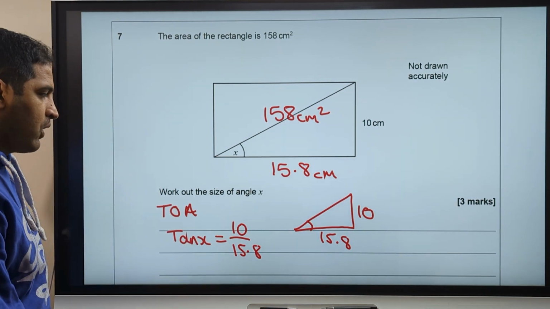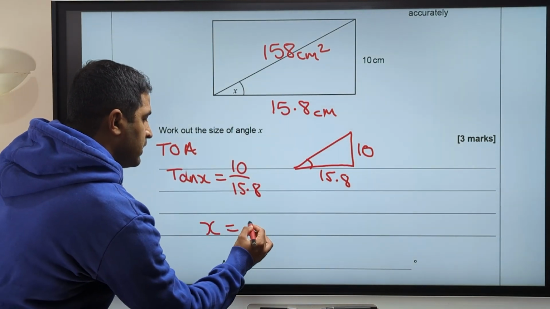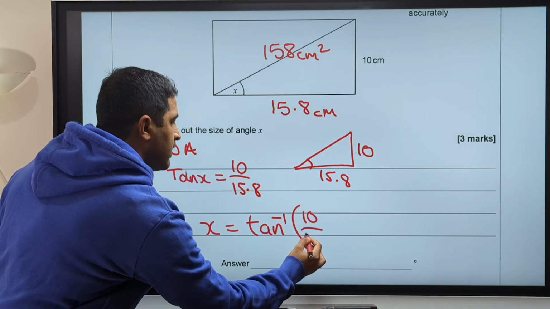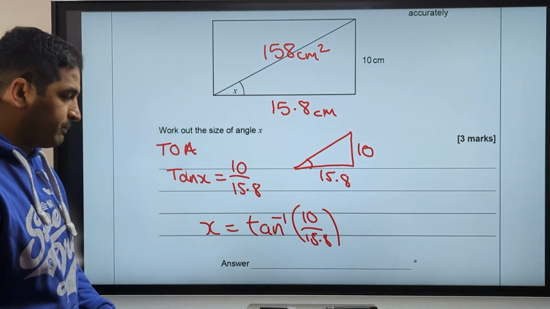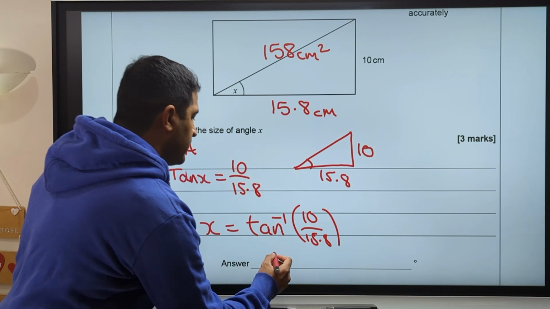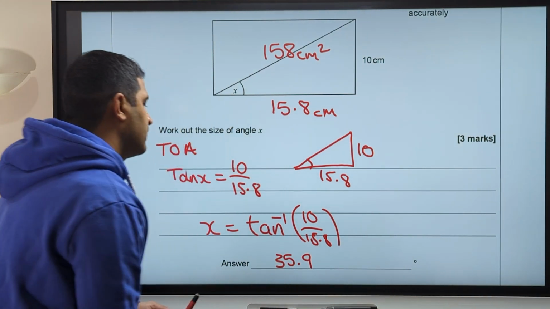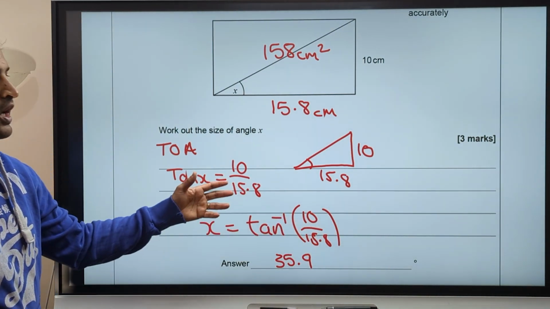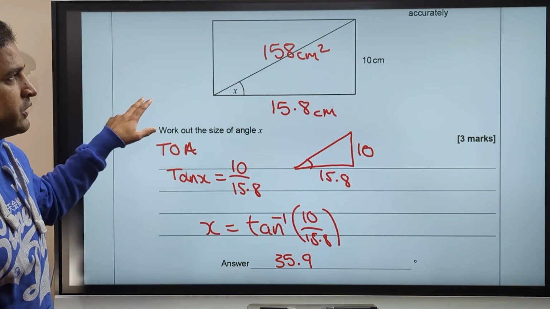Now if you want to work out what X is, we need to put that in the calculator, saying we need to do the inverse tan of 10 over 15.8. Again, use the brackets, that's really important. And I get 35.9 at 1 decimal place. So X is equal to 35.9. Again, if you just write these down, you get the majority of the marks. It doesn't tell you what you need to write down as your accuracy.